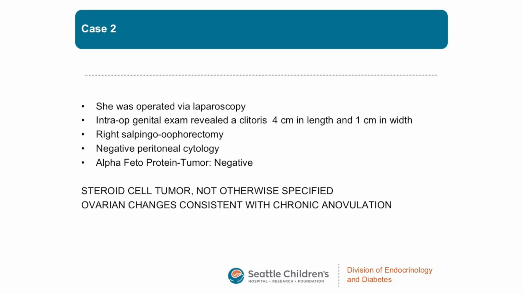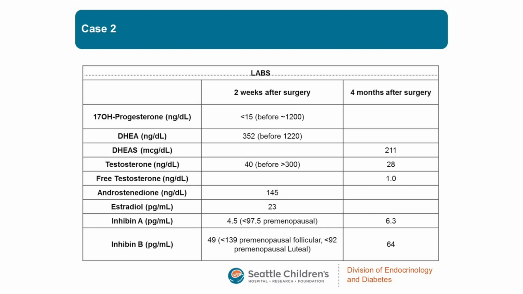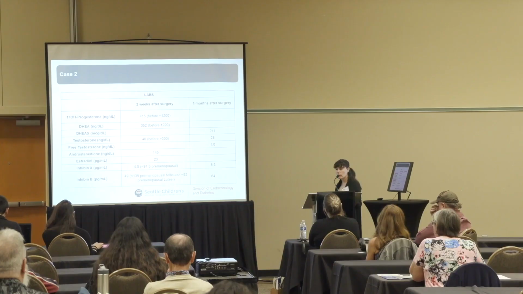She had a steroid cell tumor not otherwise specified, and the ovarian changes were consistent with chronic anovulation. Next slide. And then over time, this one I just show you how her testosterone remained low. She was old enough that on her surveillance, she graduated from our clinic as well. But the type of tumor she had could have metastasized, because of the nature of this type of tumor, which is quite aggressive. We were just very lucky that she did not.